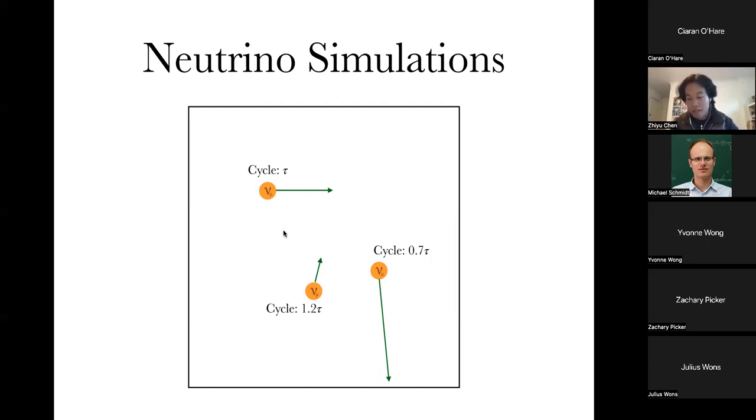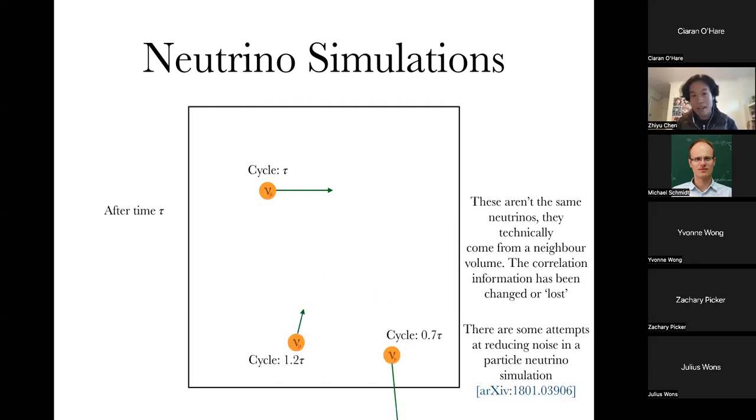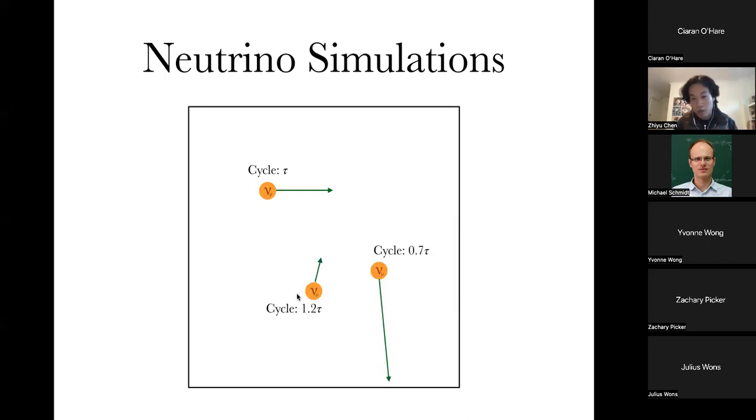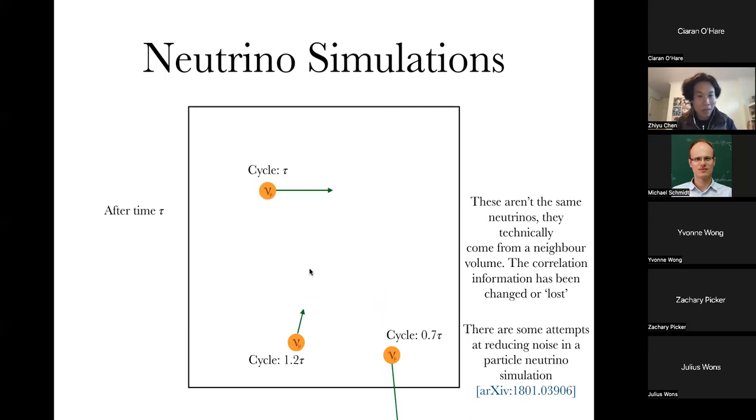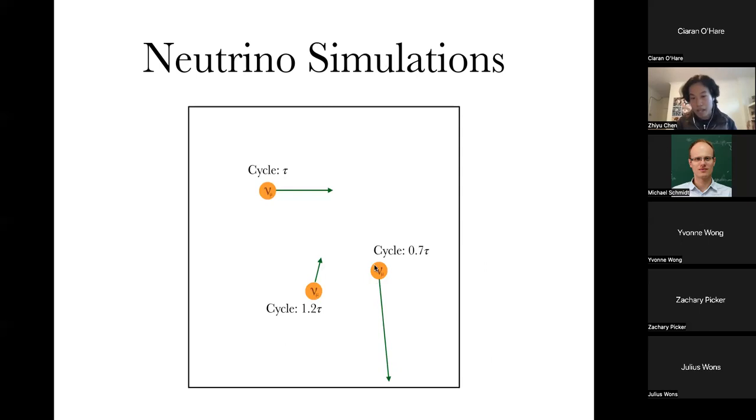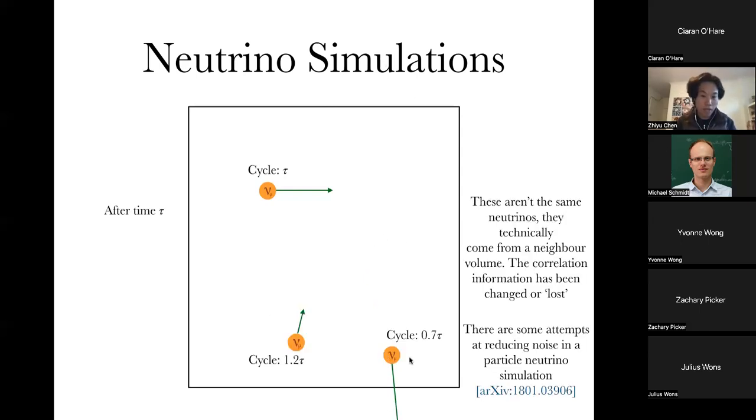Now, if I turn the simulation forward by time step tau, this particle, whose cycle time is tau, would have gone around and come back to exactly where it started, so it didn't move. This one that's slightly slower would have gone out that side and come back in, but didn't have enough time to make it back to exactly where it started, so it's lagging behind. This one that's faster would have gone all the way around and overshot its initial position, ending up further ahead. So now you see that the spatial correlation is completely different between these two pictures. And all that's happened is that these neutrinos cycled the box one time.